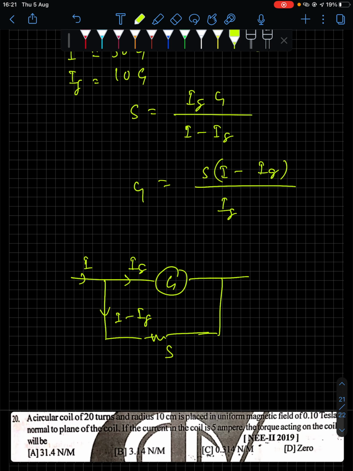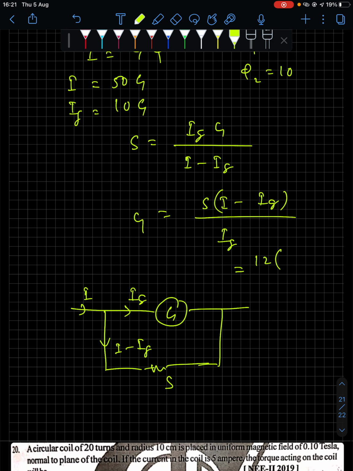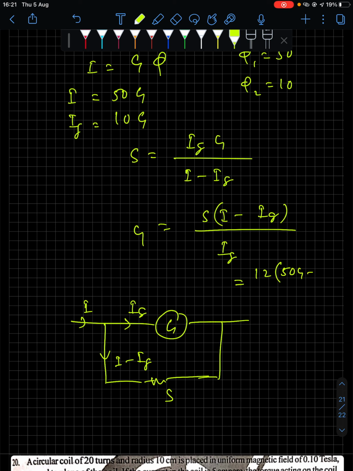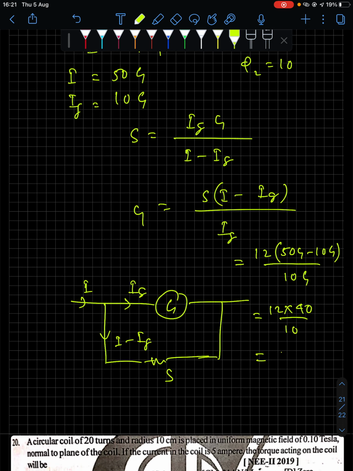Okay, so once you put those values in this relation and do the calculation, S value is 12 and this is I minus Ig, that is 50G minus 10G divided by 10G. Okay, all G will cancel and you have 12 into 40 divided by 10, right? So 48 ohm is the answer. Option number D.